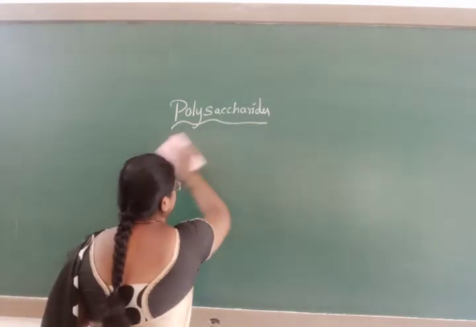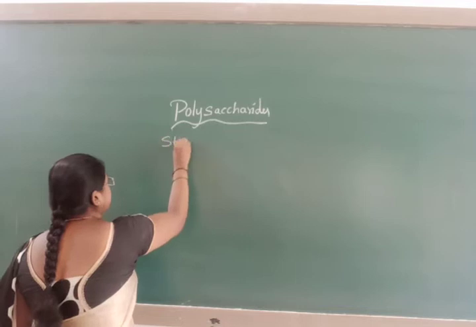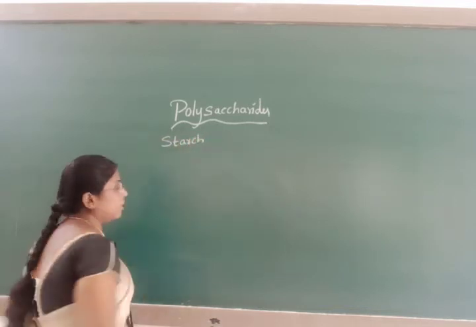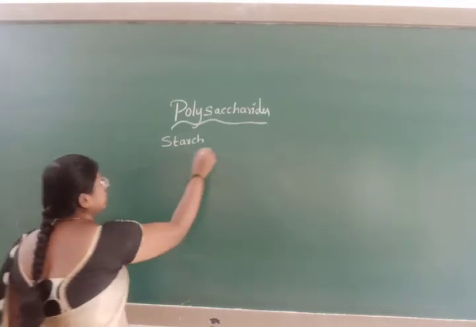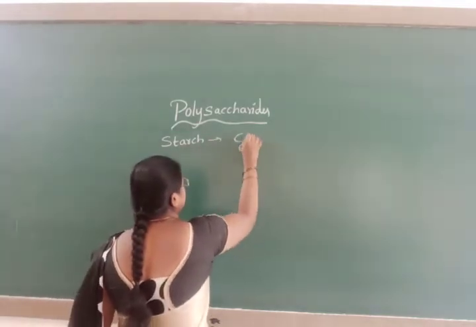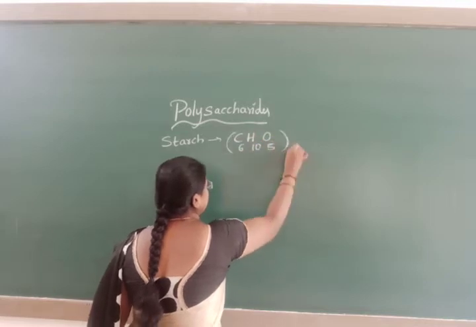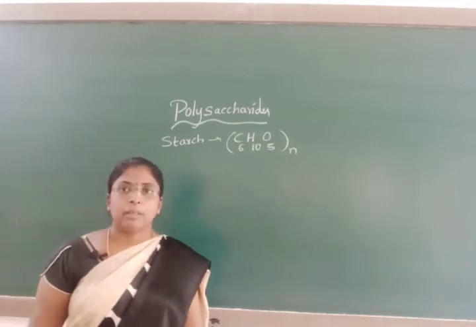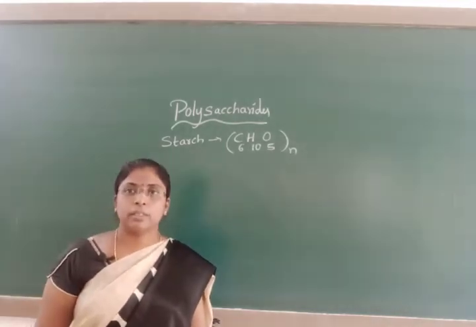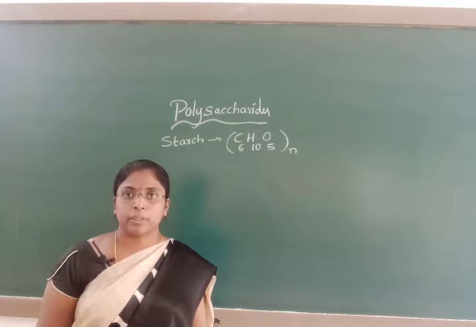In polysaccharides, here we study first one is starch. Starch, its formula is C6H10O5, C6H10O5 N times is the molecular formula of starch. In starch, there are two components. One is the amylose and another is the amylopectin.